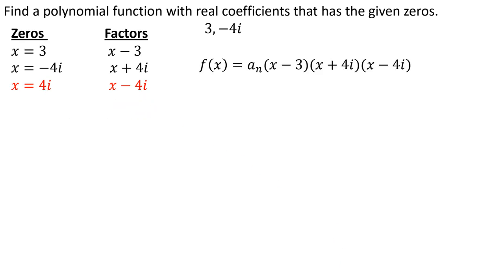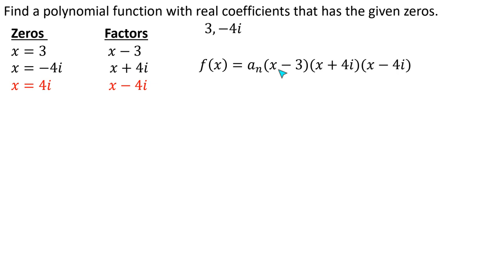So we're going to set these as a polynomial function. So I can write it as f of x is equal to an. An is just, we're not sure what the leading coefficient is right now. So we can just write it as an. Okay. So next, we're going to write our factors. So the first factor is going to be x minus 3, followed by x plus 4i, x minus 4i.